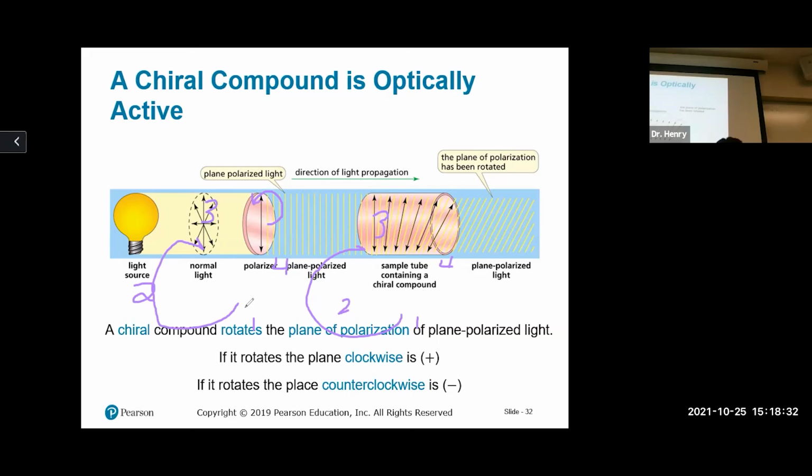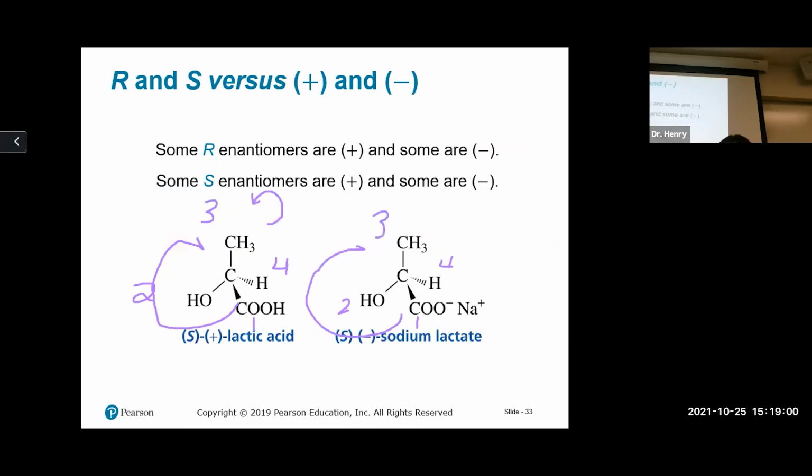Make sense? Okay, so R and S enantiomers could be mixtures of both. They can be positive and negative. But we know that enantiomers are going to be opposites of each other. Some R enantiomers are positive, some of them are negative. And so that means that the S is going to be the opposite of that.